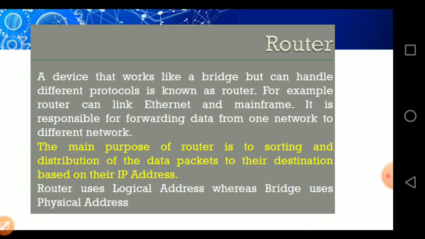The main purpose of the router is to sort and distribute the data packets to their destination based on their IP address. Every system connected to a network has an IP address. So whatever data comes from one node to another node will be routed by the router based on the IP address. The router uses this logical address, whereas the bridge uses the physical address. A bridge is used as a device in the physical layer, when it comes to the real physical connections. The router transmits the data using the logical address.